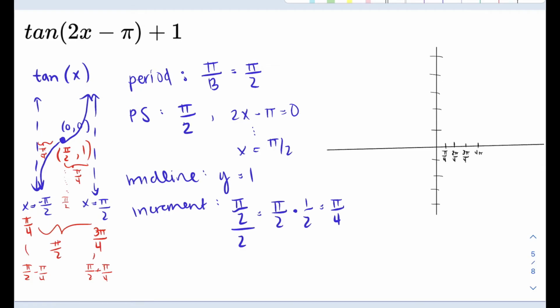4 pi over 4, 5 pi over 4, 6, 7, 8, 9, 10. This would be negative pi over 4, negative 2 pi over 4, negative 3 pi over 4, negative 4, negative 5, negative 6, negative 7, negative 8. I would say the easiest thing to do is to just keep the denominators the same, right?